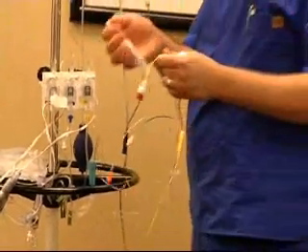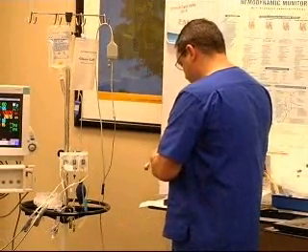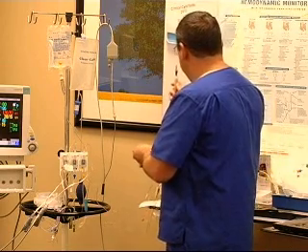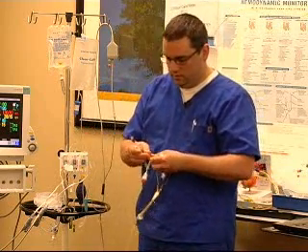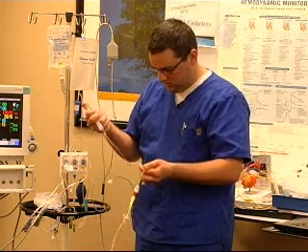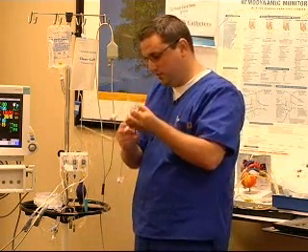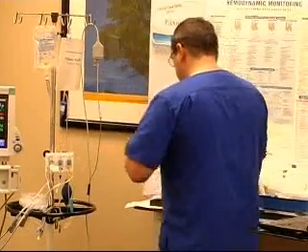Now, when you're priming the RV port, it's just as simple. You're going to take your clave out of the package, make sure you get all your air out, put that on your RV port, and same thing. And there you go. Same thing with your CVP line as well. And for demonstration, I'm going to connect it to this Swan right here.